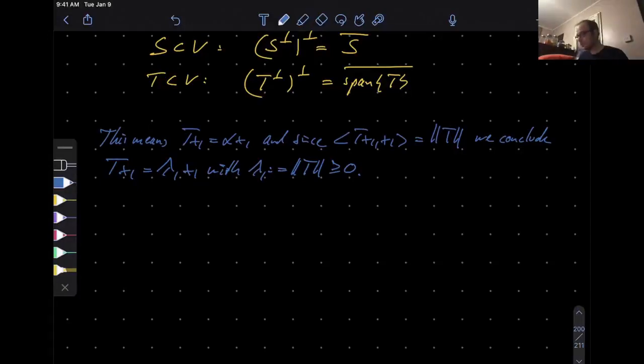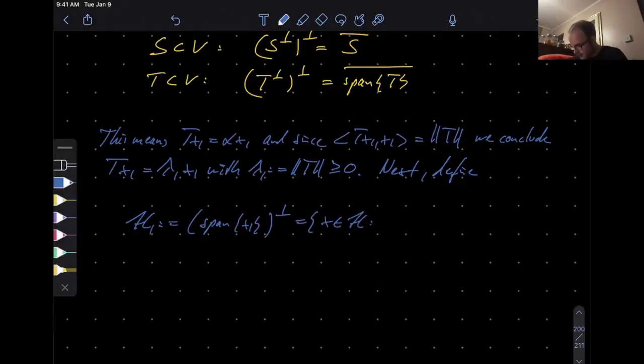Good. So now let's move ahead. Next, how do we get more eigenvalues and eigenvectors out of this? Well, now an iterative, inductive procedure starts. I look at H1, which is the orthogonal complement of the span of x1. Just to remind you, these are all vectors in my Hilbert space that are orthogonal to x1.